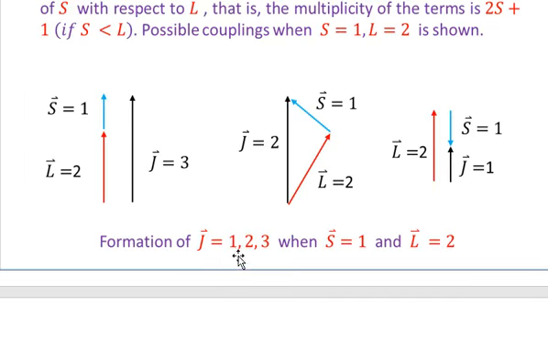So the formation of J equal to 1, 2, 3, when S is equal to 1 and L is equal to 2, is shown graphically in the figure. So you see that I have shown in this figure that you can construct the total angular momentum of the atom J equal to 1, J equal to 2, and J equal to 3 by adding two quantities, the spin angular momentum and the orbital angular momentum, having magnitudes respectively equal to 1 and 2 here, and I have shown their addition over here.